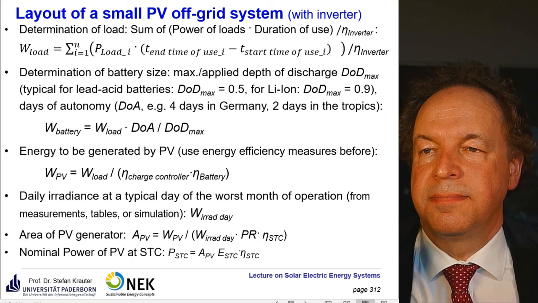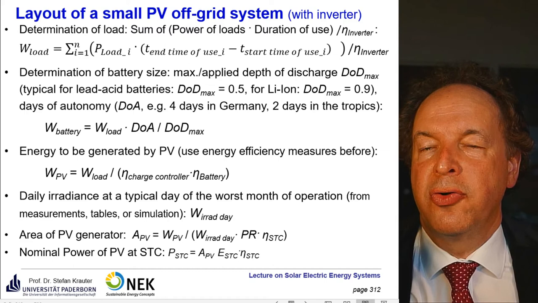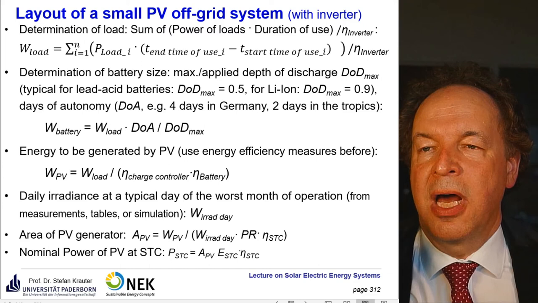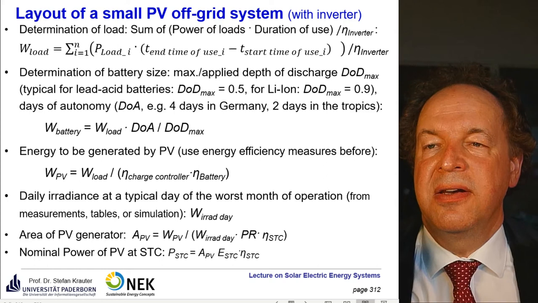You can also calculate the nominal power, because usually you don't buy PV modules by area, you buy them by nominal power, and that is the area times the irradiance under standard test conditions, I hope you remember this 1000 watts per square meter, times the efficiency under standard test conditions.